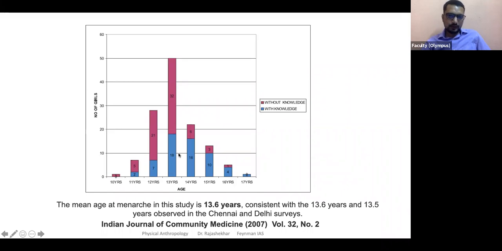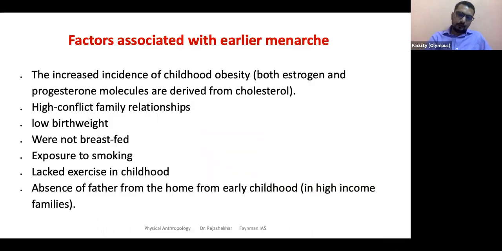If you see this graph, they're talking about the number of people they noticed here. And what do you see here? 13 years seems to be where the peak is. But it can go from anywhere beginning at 10 years to 17 years also. There is a range, but in the majority of cases it is happening at the age of 13 approximately. But what factors are associated with that, or what factors are defining the menarche?